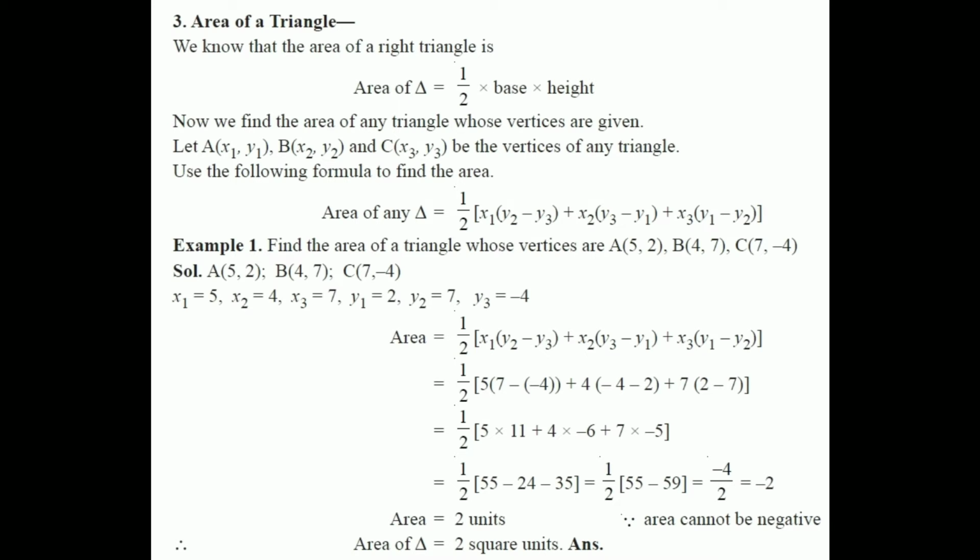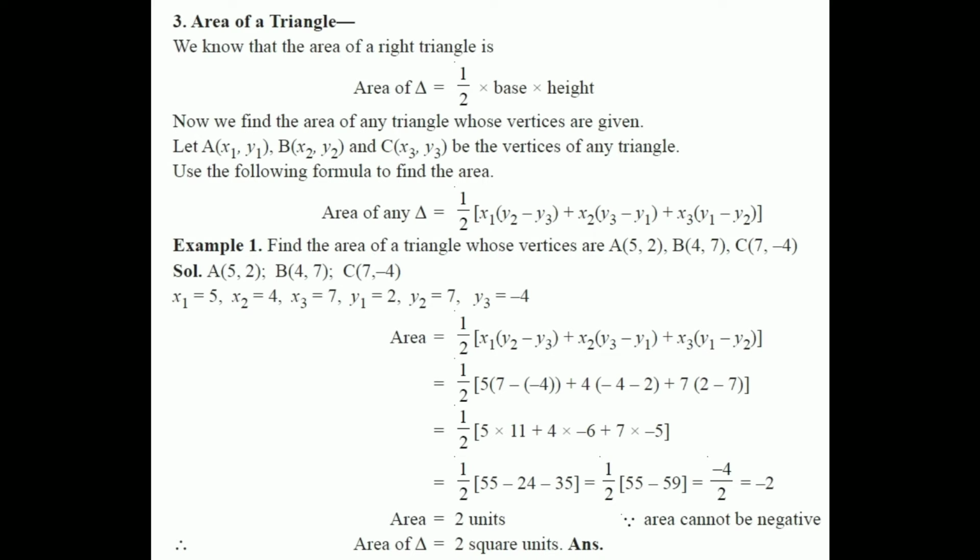They are given to us. We take A (x1, y1), B (x2, y2) and C (x3, y3) as the vertices of any triangle, and with these vertices the formula for the area of a triangle is: area of triangle, the symbol is delta, is equal to 1 by 2 bracket x1 into (y2 minus y3) plus x2 into (y3 minus y1) plus x3 into (y1 minus y2) bracket close. We can apply this formula to calculate the area of a triangle.